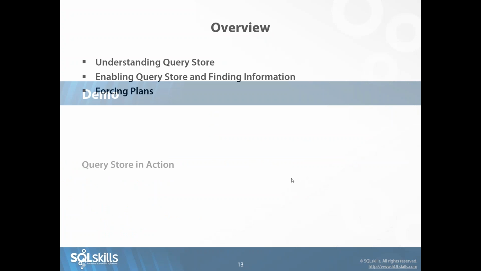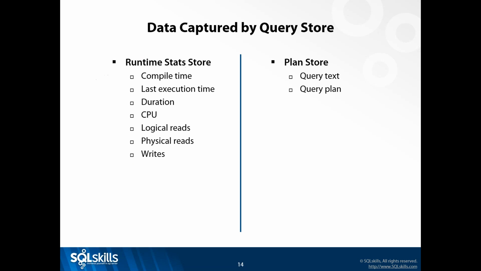I'm going to hop back over to my slides. So I mentioned earlier that we have the plan store and the runtime stats store. Every time you execute a query against SQL Server, it creates a plan. Most of the time, that plan is stored in cache. There are exceptions, but most of the time it's stored in cache, and if it's stored in cache, then it can be reused, right? That's great. The plan store, when you execute a query, takes the query that you've run and the plan that was used, and stores that into Query Store.